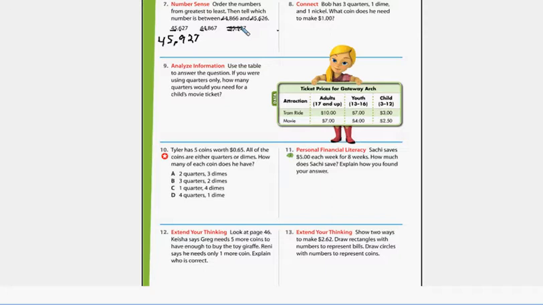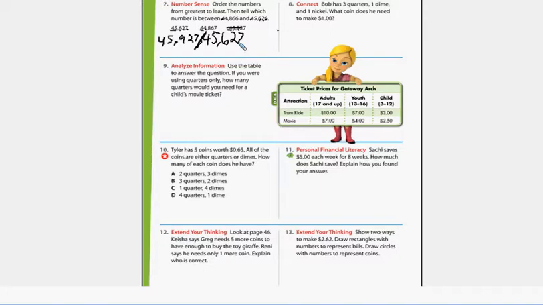Okay, for my next largest number, I have a 6 here, and I have a 6 here, so I need to go to the tens place. I have a 2 here, and I have a 2 here, and I go to the ones place. I have a 7 here and a 6 here. So that means, slash there, 45,627 is my next largest number.